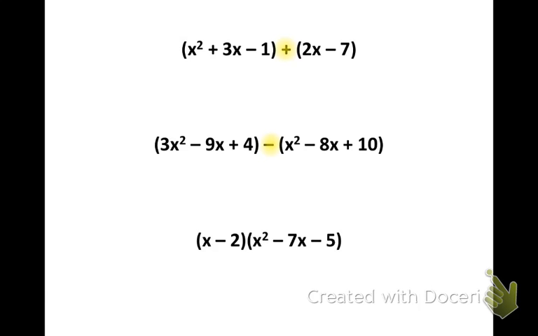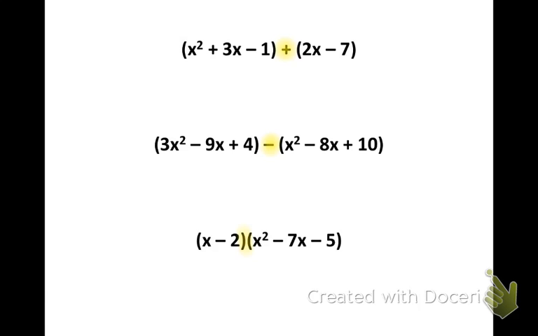This one is a subtraction. The only one that is multiplication is the last one, because you see the parentheses are written right next to each other, back to back. There is nothing in between. There's no space in between. That's how you know that it's a multiplication problem.